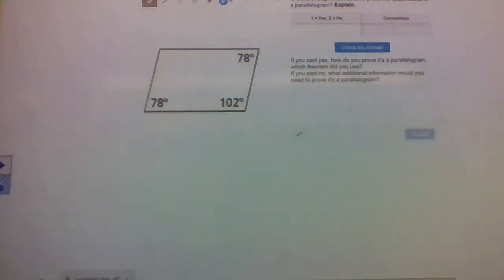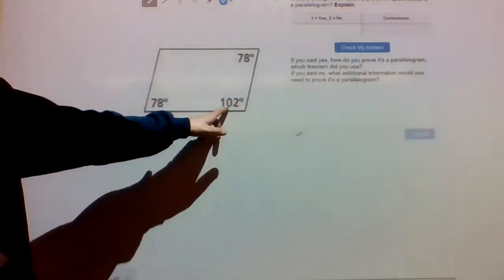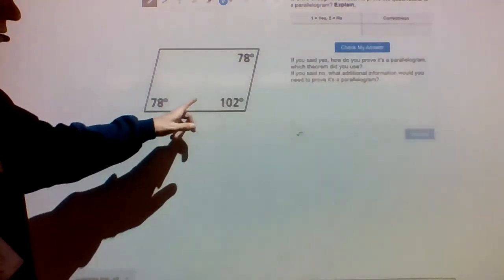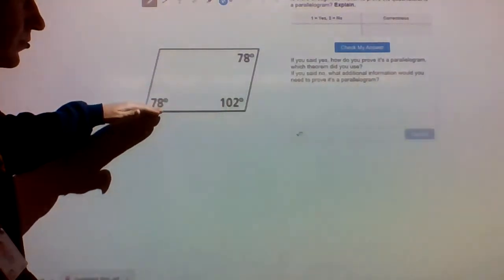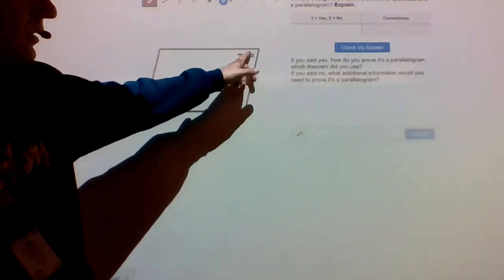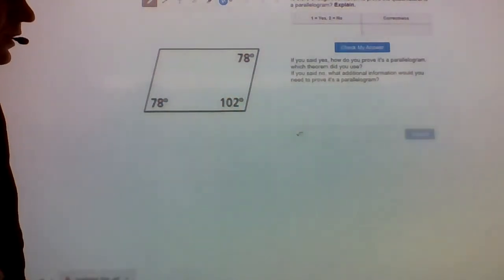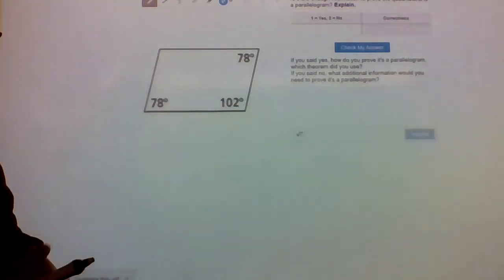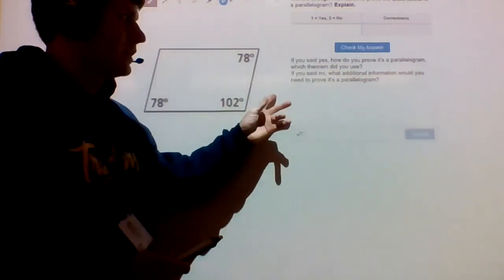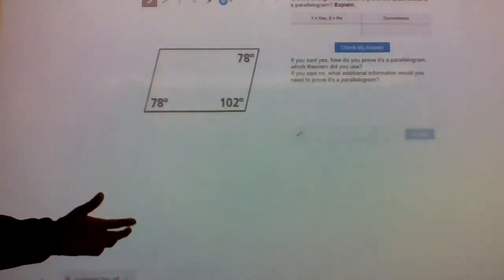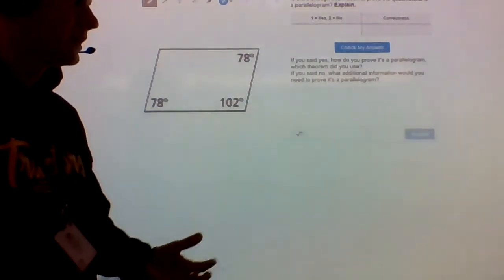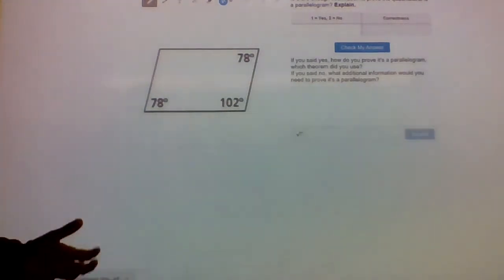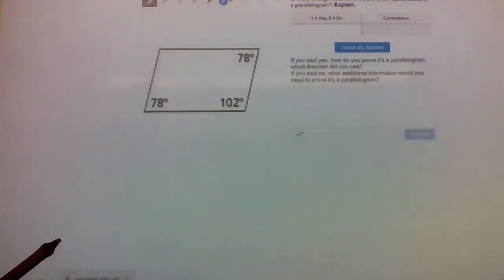All right. So 180 minus 102 is 78. So these are consecutive. 180 minus 102 is 78. So these are consecutive as well. So we know that our consecutive angles here are going to be supplementary. So this one's a yes. Officially, the theorem is if one angle is supplementary to both of its consecutive angles, then the quadrilateral is a parallelogram.